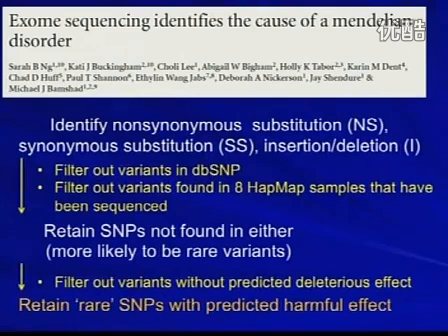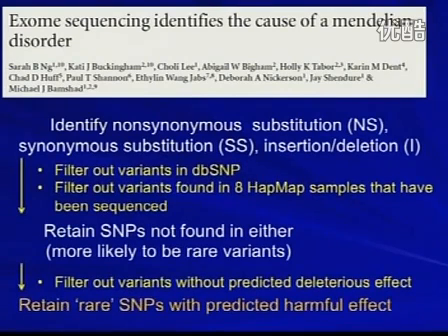Okay. So their approach is they first went through, did their sequencing, looked for non-synonymous substitutions, synonymous substitutions, insertion deletions. They filtered out all variants that had been found in dbSNP at that time. They had available to them 8 HapMap samples. This is earlier. You would have a lot more resources if you did this now.